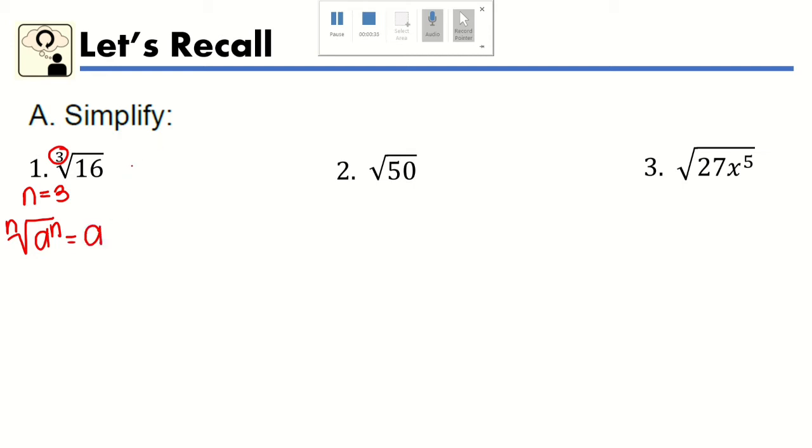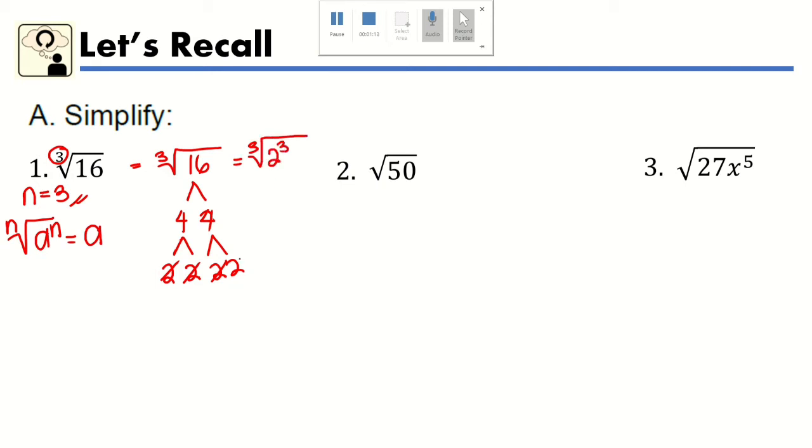So, gamitin natin yon sa ating problem number 1, 2, and 3. Here, we have cube root of 16. Step number 1 is kunin natin ang factors ng 16. You can use any factor. Dito, ang gagamitin ko ay 4 times 4. Next is, we have 2 times 2, and this one is 2 times 2. Ang index natin ay 3. Ibig sabihin, we will group these factors by 3. So, 1, 2, 3. Ibig sabihin nun, this is now cube root of 2 raised to 3. Then, yung excess, ilalagay natin dito.